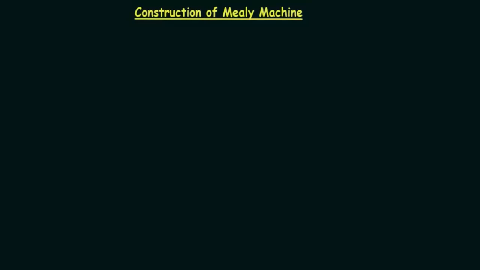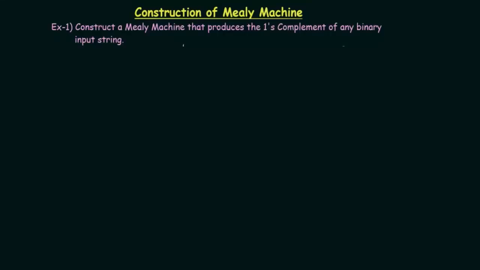So let's begin with the first example. The first example says: construct a Mealy machine that produces the one's complement of any binary input stream. First of all, I think all of you have a good idea of what the one's complement is. That means whenever there is a 1, it is going to be 0, and whenever there is a 0, there is going to be a 1. So if the string is 101, the one's complement will be 010, right?